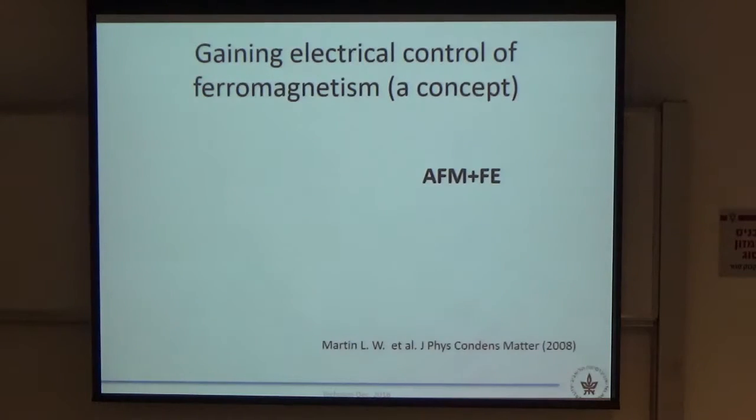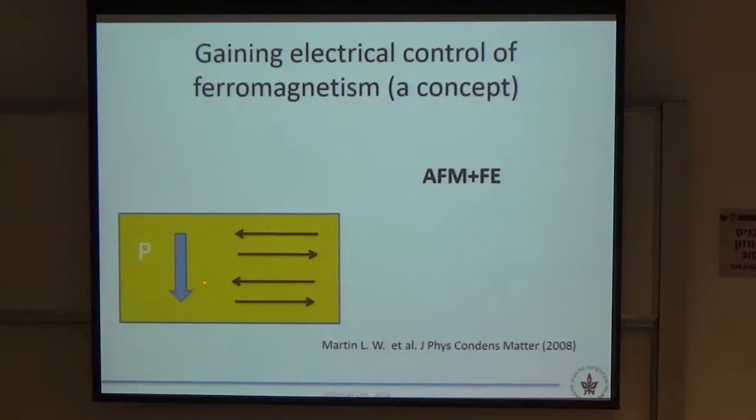Another example. Let's say we have a material which has antiferromagnetism, so the spin structure is like that, and polarization. This is just a concept, not yet realized. Polarization means ferroelectricity, so the material has a non-zero polarization at zero electric field. So it's ferroelectric and antiferromagnetic, and there is a coupling between the magnetism and ferroelectricity, a magnetoelectric coupling.